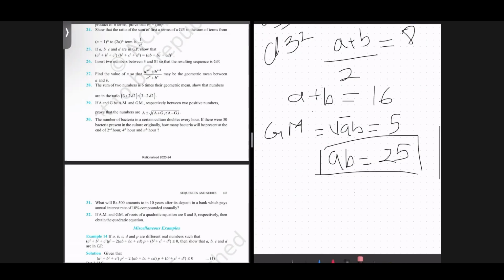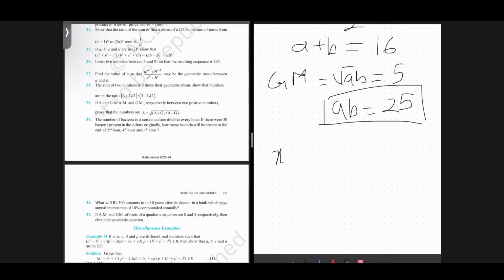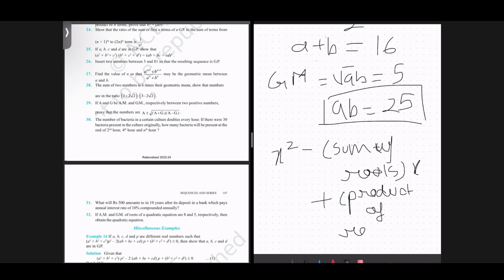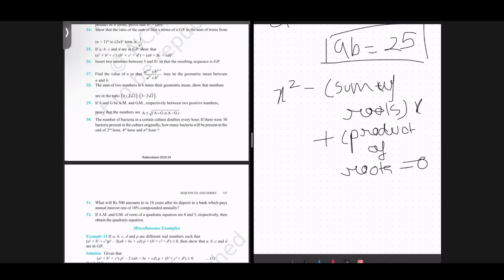Any quadratic equation could be expressed as x square minus sum of roots into x plus product of roots equals 0, right? I'm sorry, this is going to be minus here. This is going to be the equation. So when you plug the values of sum of roots and product of roots into this equation, what you finally get is x square minus, sum of roots is going to be 16, so you get 16x, plus product of roots, which is going to be 25.